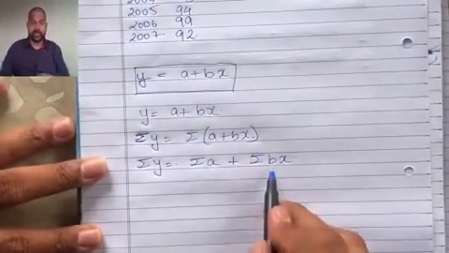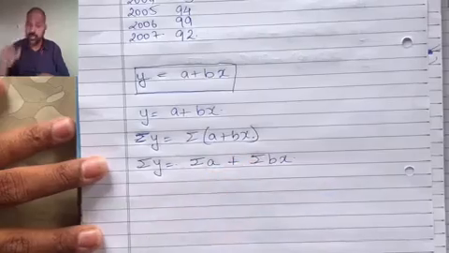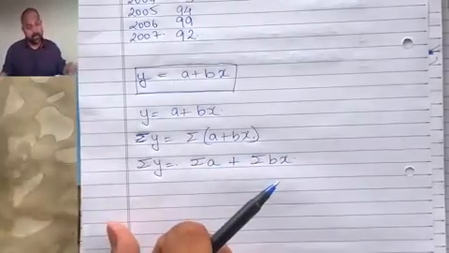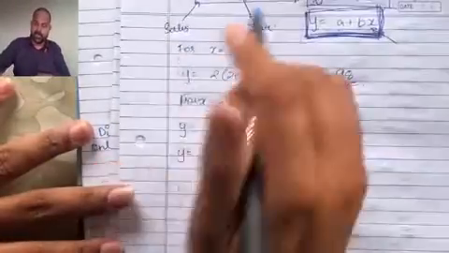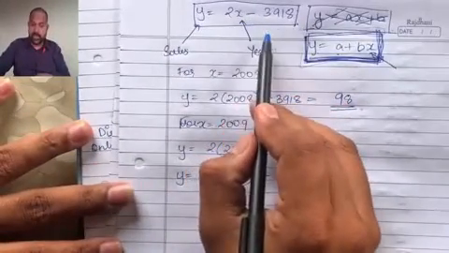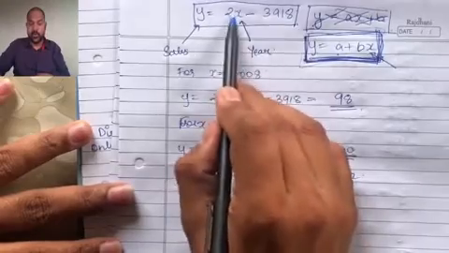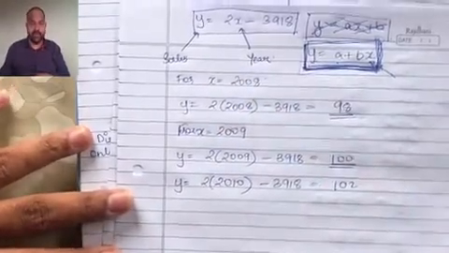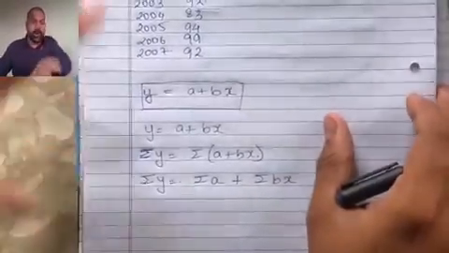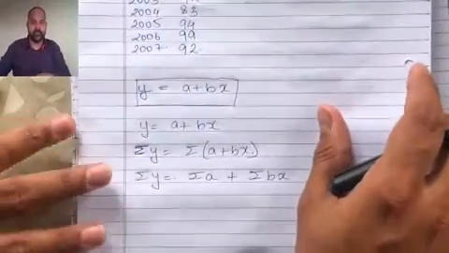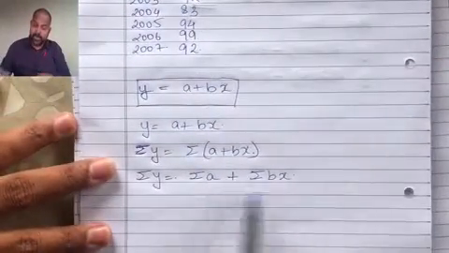But what is A and what is B? A and B are these constant values, which in our case were, A was minus 3918 and B was 2. These are the A and B that we are trying to find. So A and B are not multiple values. A and B are only one value each. X and Y are multiple values.